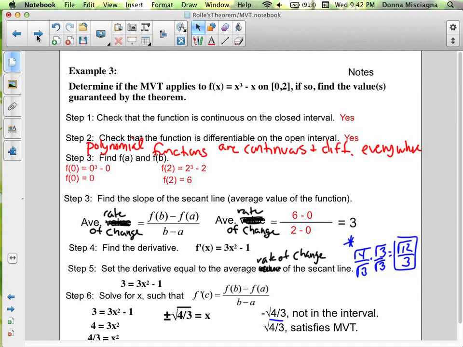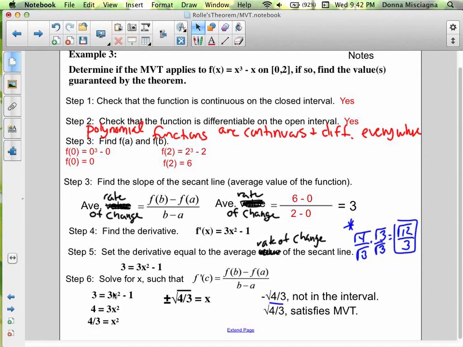Because mean value theorem says if it's continuous and differentiable, somewhere on our closed interval, the slope of the tangent line is going to be exactly the same as the slope of the secant line. So the slope of the secant line is 3. Let's find where the tangent line is 3. So we're going to set our derivative equal to 3. We have 3 equals 3x squared minus 1. Let's just isolate the x, take a square root. All right, so we're going to add 1 to both sides, then divide by 3. So we have 4/3 equals x squared.